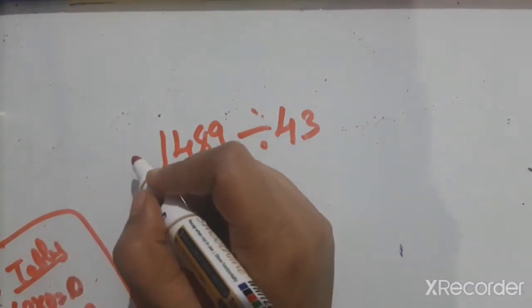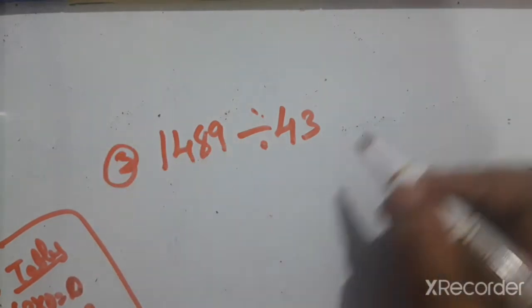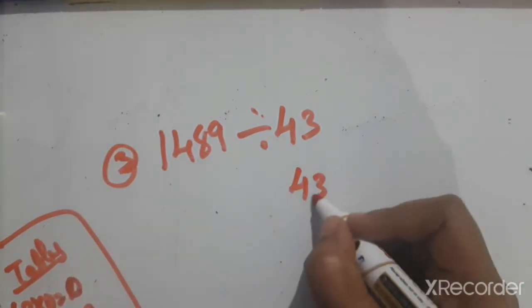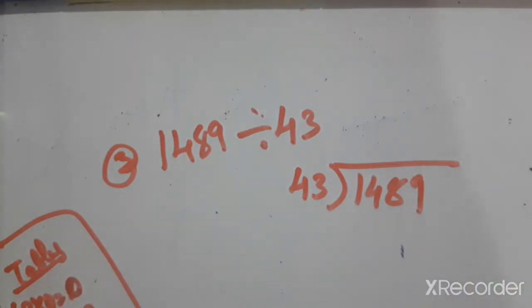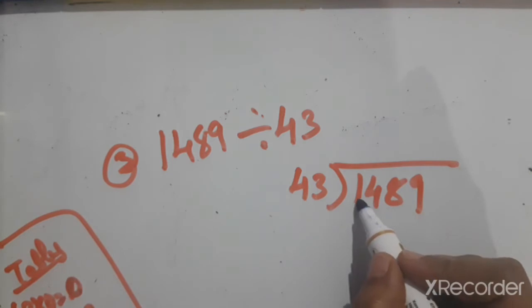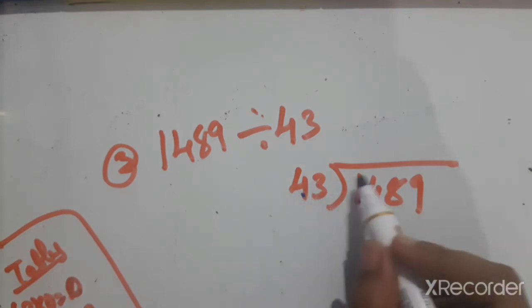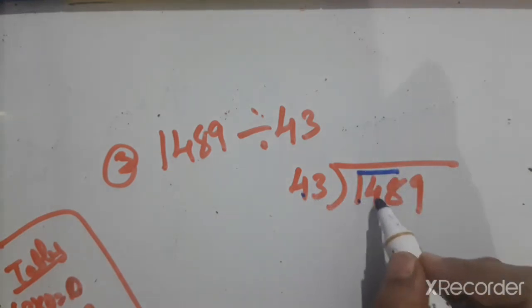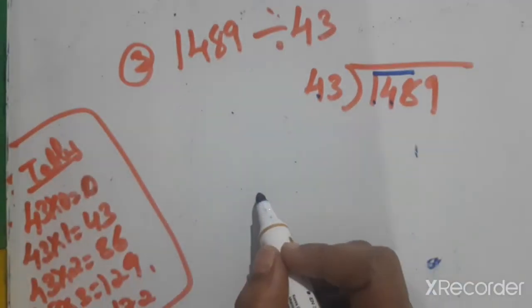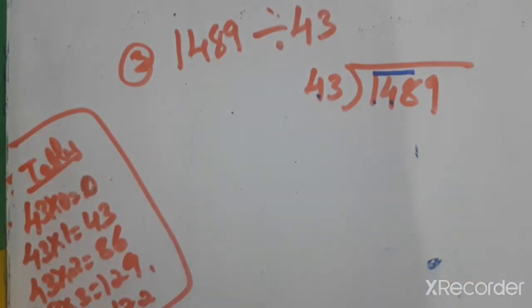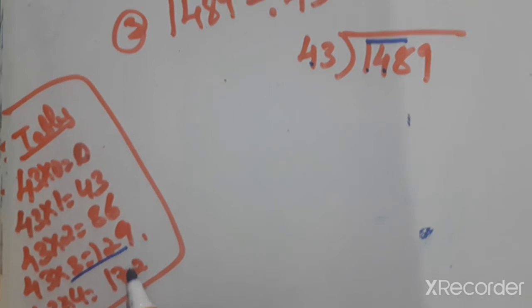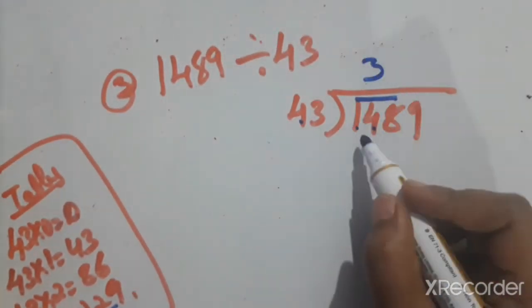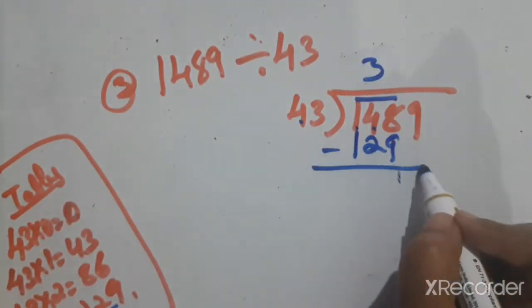Now next question, the third question, children, 1489 divided by 43. So 43, 1489. In which tables? We can't take 2 digits because 14 is less than 43. So we have to take the 3 digit number, 148. 43 how much are 148? 43 4s are 172. That is greater than 148. So we can consider 43 3s are 129. That is nearer.